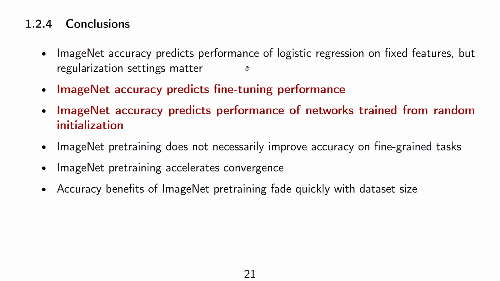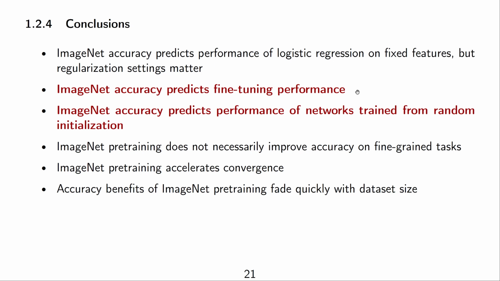Here are several conclusions. ImageNet accuracy predicts performance of logistic regression on fixed features, but regularization settings matter. So in general, having a better ImageNet classification architecture will give you better results if you do this simple logistic regression transfer learning. ImageNet accuracy predicts fine-tuning performance. This is one general advice derived from this: just pick the best possible network on ImageNet to use as a building block for your other tasks.